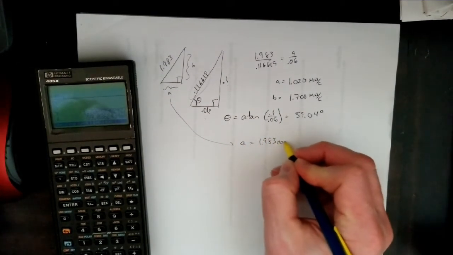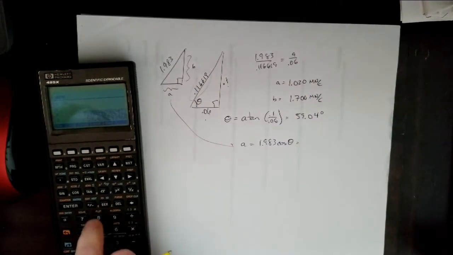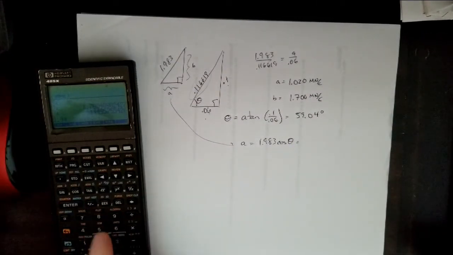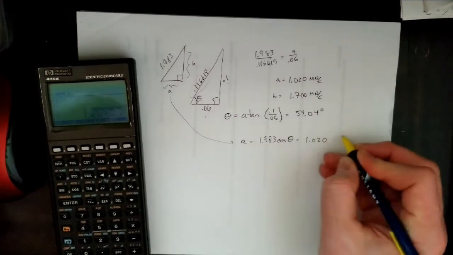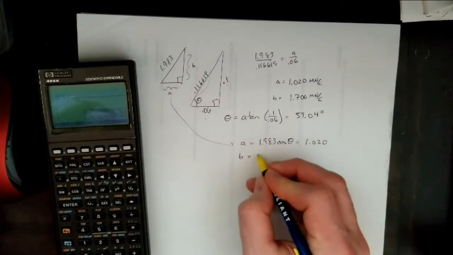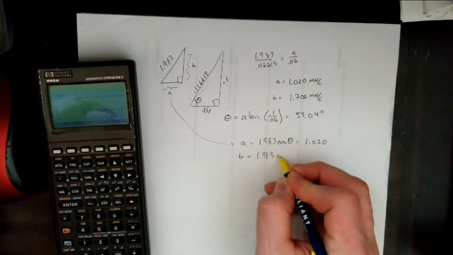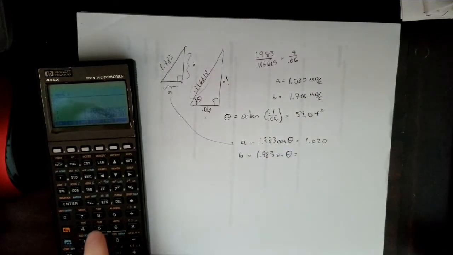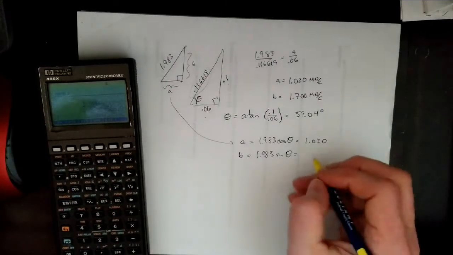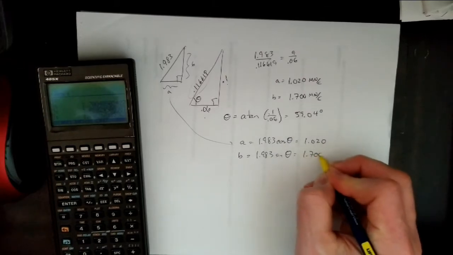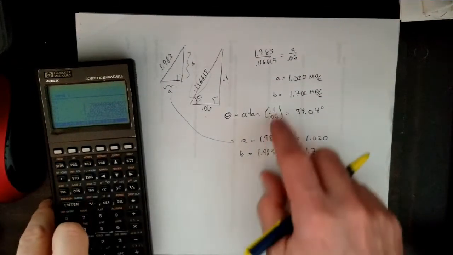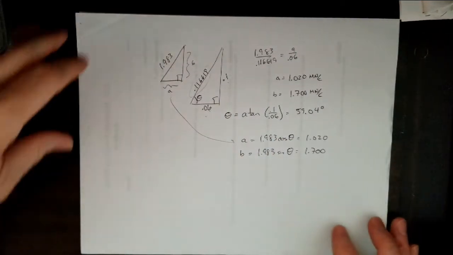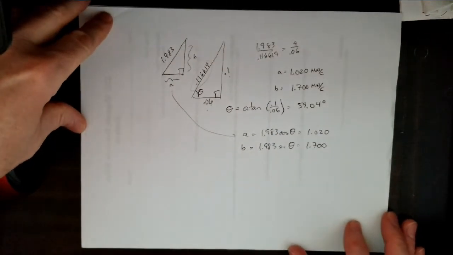And so A would then be 1.983 times the cosine of theta. So if I did cosine, then 1.983 times, I end up with 1.020. And then B, 1.983 times the sine of that angle. And so 59.04 sine, 1.983 times, and I get 1.700. So you get to the exact same place. Depends on if you want to use trig or use geometry. There's not really a distinction between the two.